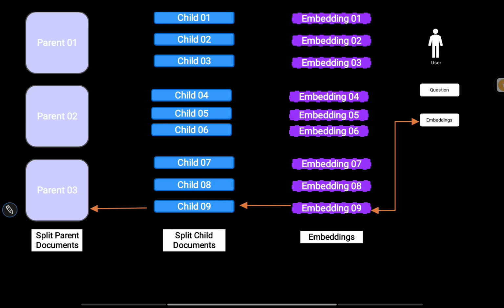So the general steps are: we use the original document, then we create a parent document splitter and we create the parent chunks, then we again do a child splitting, and then we create the child embeddings. And when a user comes with a question, we can just do a similarity match and get the child document. And if we are not happy with the child document and we think that it does not have the correct context, then we can go back to the parent document and retrieve that, right?